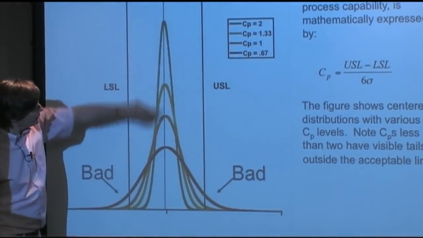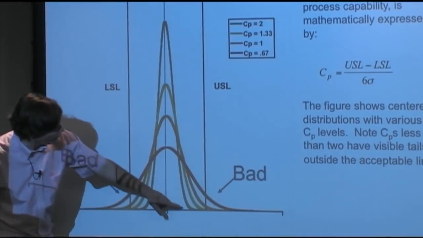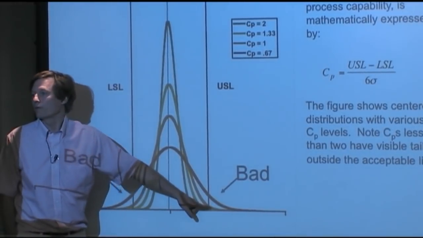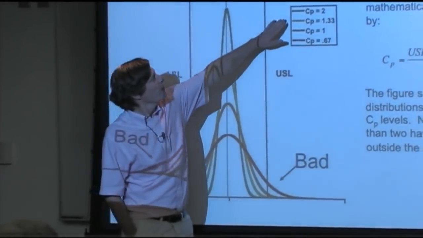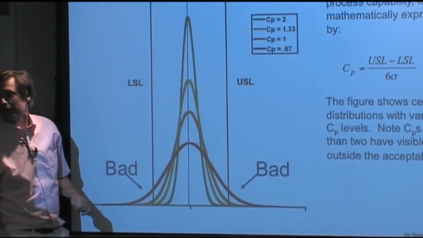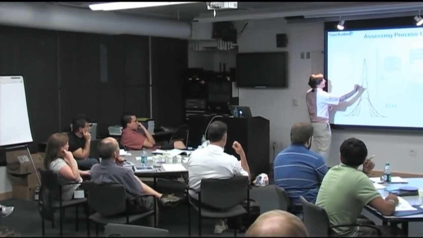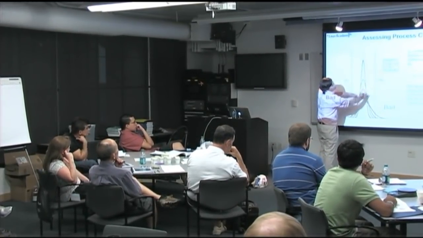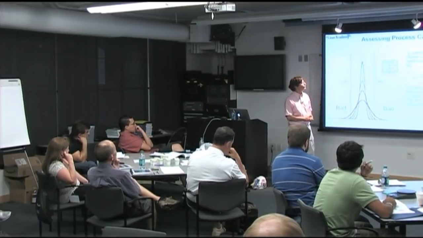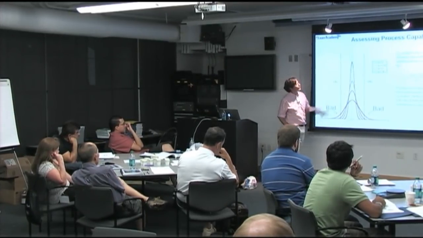Then it's a very tight distribution inside the spec limits, and the chance of something bad happening, the chance of going out, is very, very small. So a CP of 2 is a very good process. In fact, that's Six Sigma: six standard deviations on either side of the mean. So a CP of 2 would be a 6 sigma process in that sense. It would be a very good one.